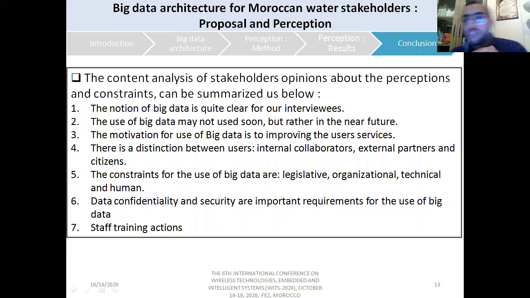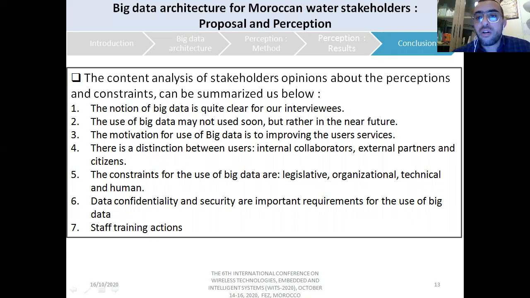Also, the content analysis of stakeholders' opinions about the perception and constraints about adoption of big data architecture can be summarized as below. First, the concept of big data is quite clear for our interviewees. Second, they may not use big data soon, but rather in the near future. Third, the motivation for use of big data is to improve the users' services. The users are divided into three categories: internal collaborators, external partners, and citizens.